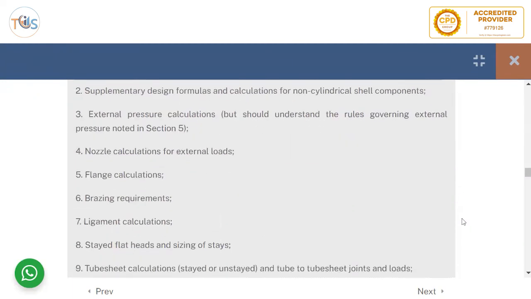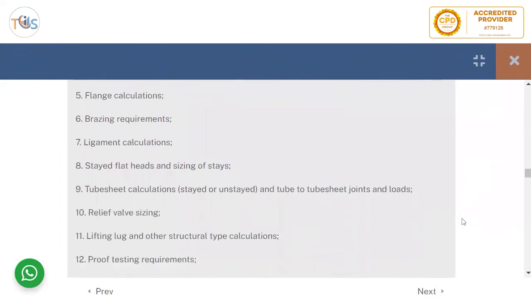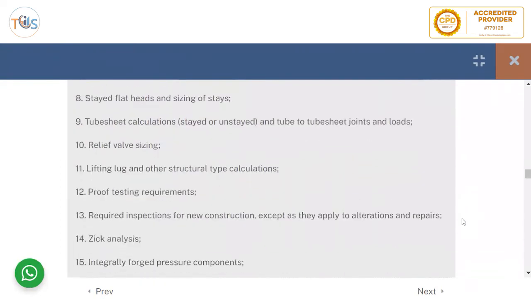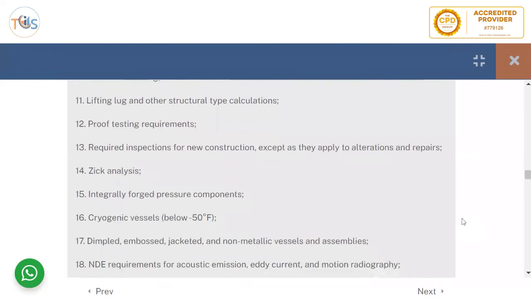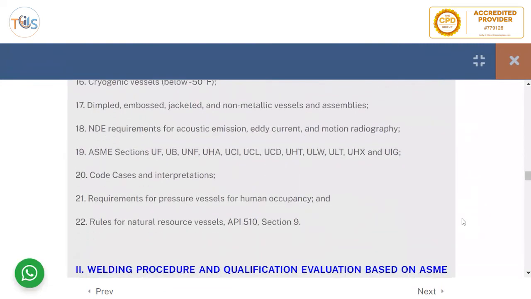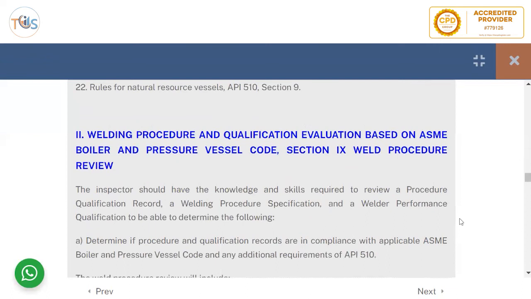There are so many areas, flange calculation, but there are not many questions coming from these. You just should know the very, very basics. Okay, we'll go through this.